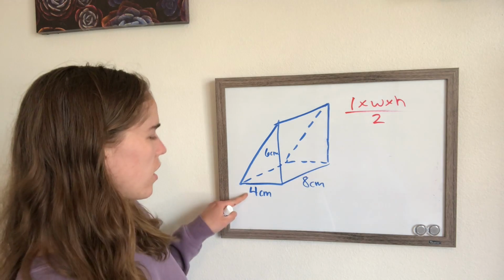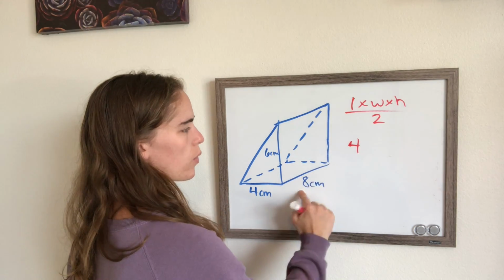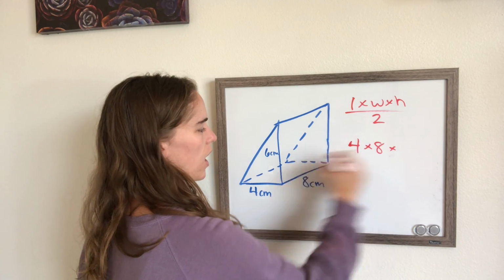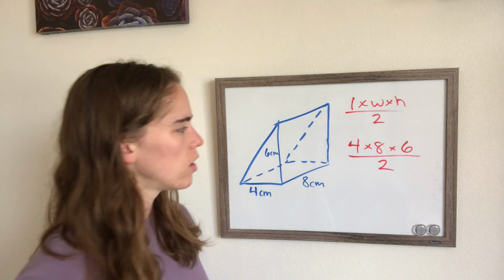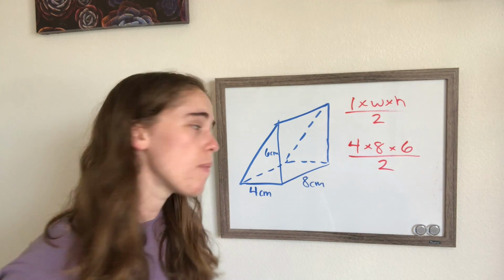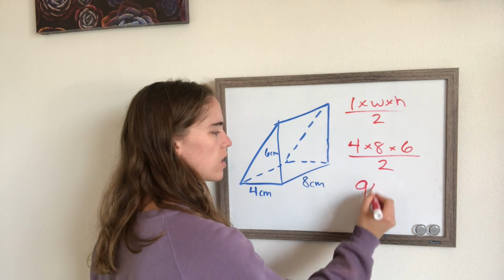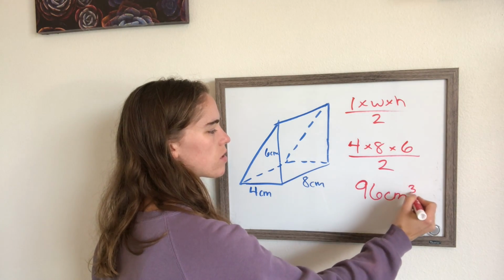Our length for this one is 4, our width is 8, and our height is 6. We're going to take all that, we're going to divide it by 2. When we do that, we should end up with a final answer of 96 centimeters cubed.